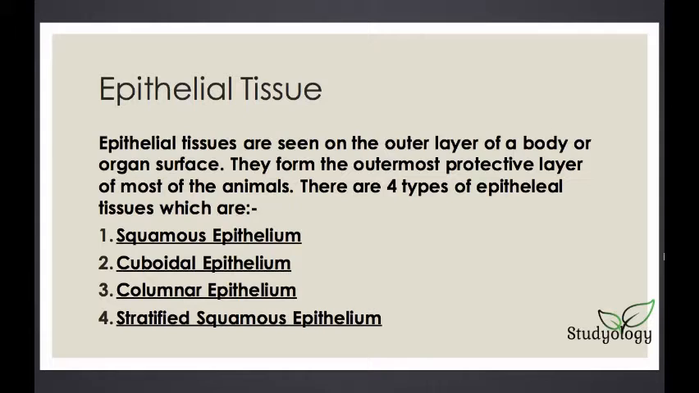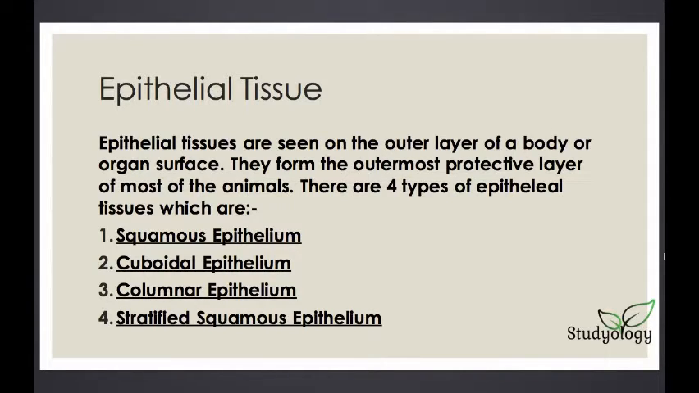But what is an epithelial tissue? What is the function of an epithelial tissue? Epithelial tissues are tissues that are seen on the outer layer of a body or an organ surface, and it protects the lining of the organ. For example, we have our stomach, and to protect the lining of the stomach, epithelial tissues are there so that there is no breakage or no injury to the organ. So there are four types of epithelial tissue we'll be learning today.